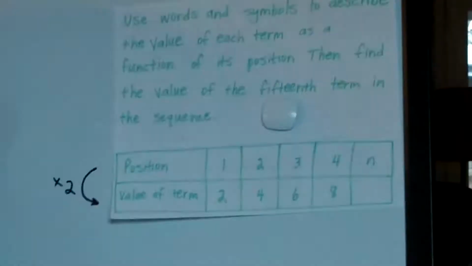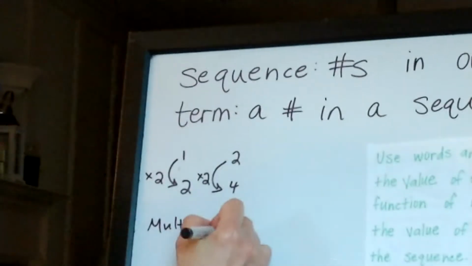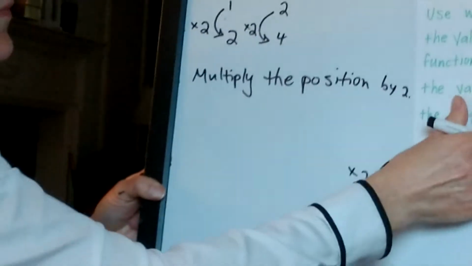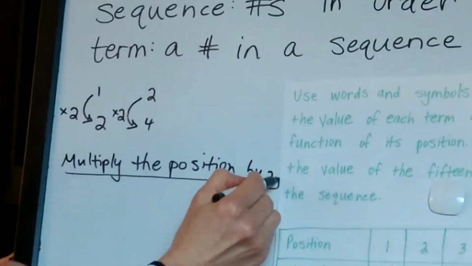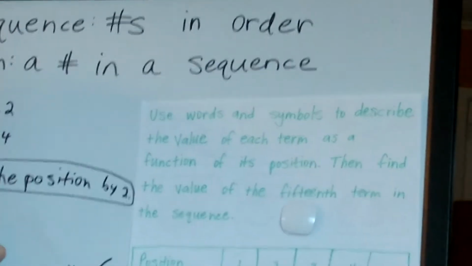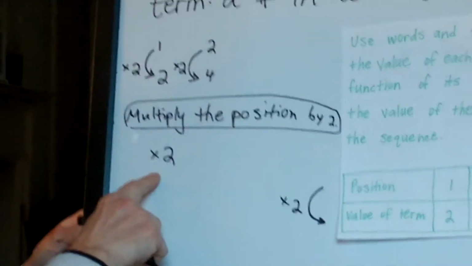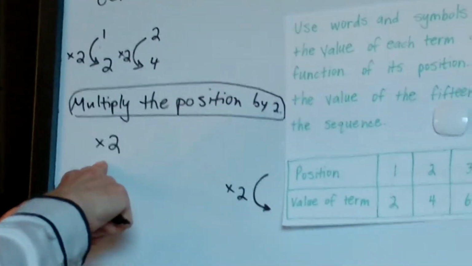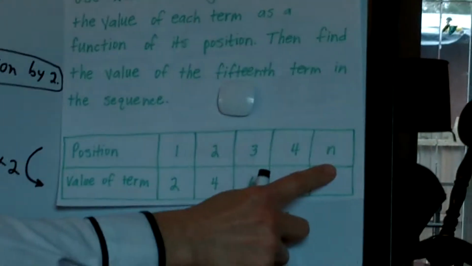So if we're going to write it in words, this is what we would say. Multiply the position by 2. Now we're going to write it in symbols. We could write it like that. Multiply by 2. But we don't use x for multiply anymore. And since n means any number, we could write n times 2.